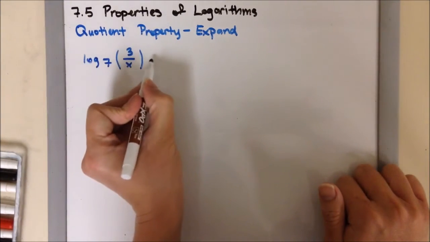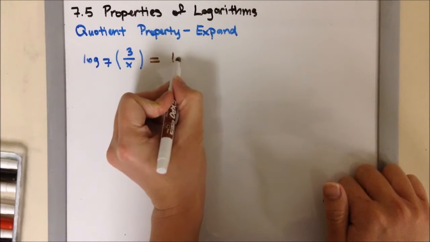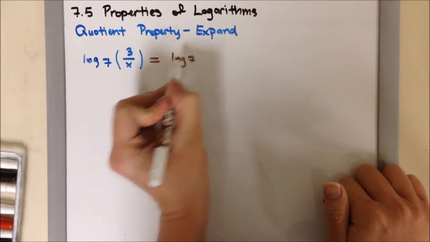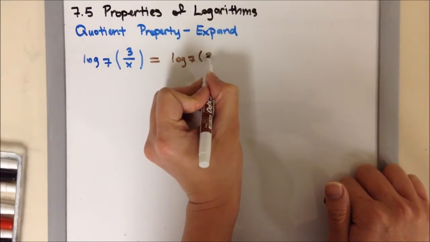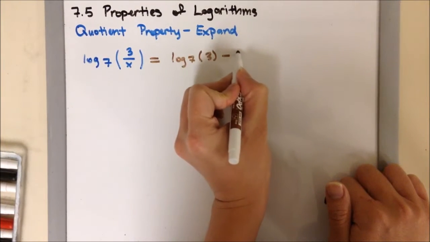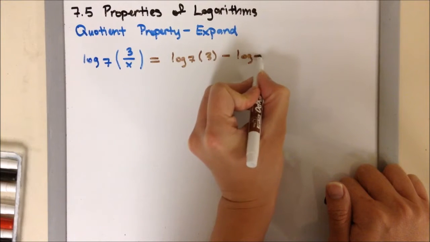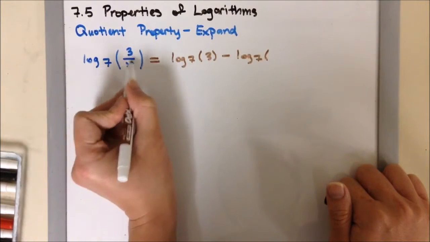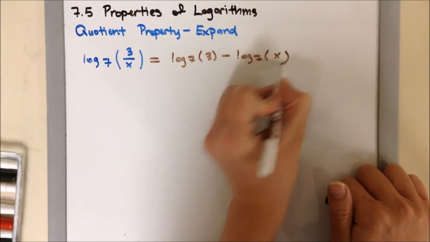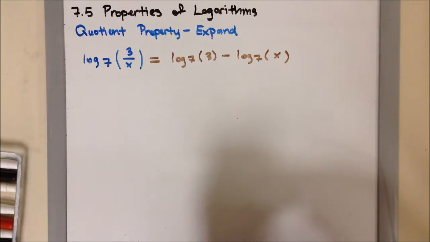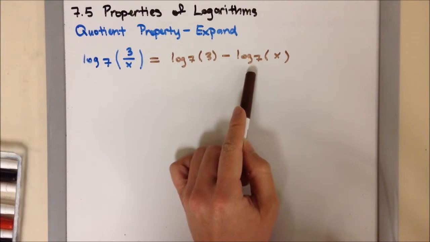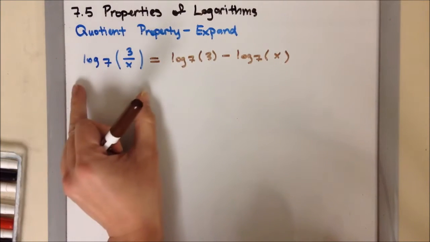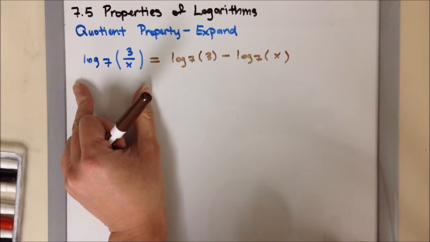So I'm going to rewrite it as log base 7. Now what's in my numerator at the top will come first, which is the 3. And then minus log base 7 again. And then what's in my denominator at the bottom will come second. And that's how we write the expand form, log base 7 of 3 minus log base 7 of x, when we were given this problem in this form.